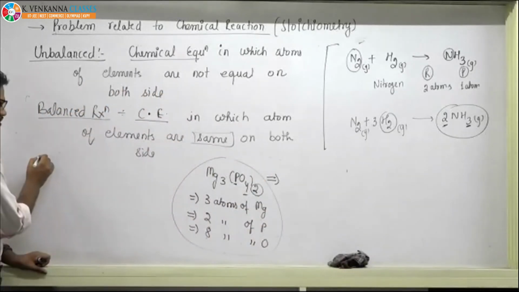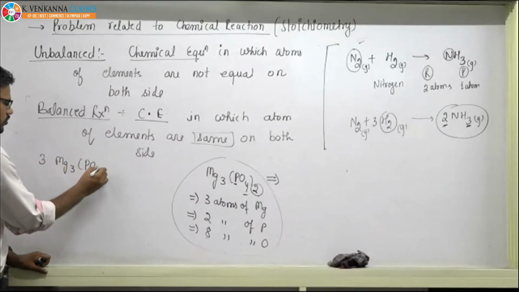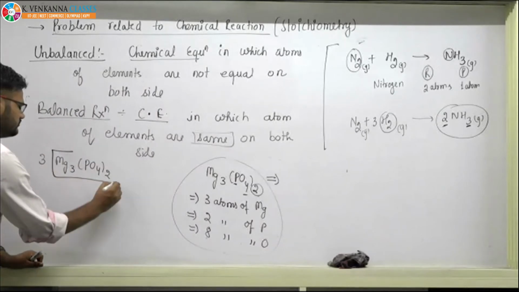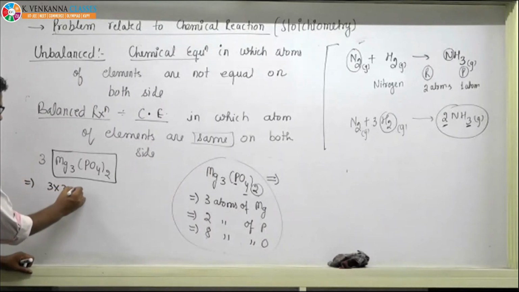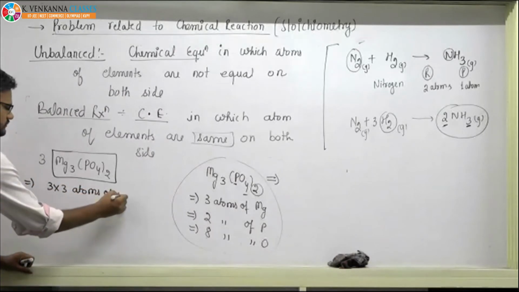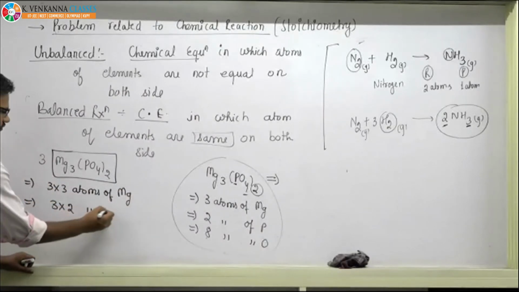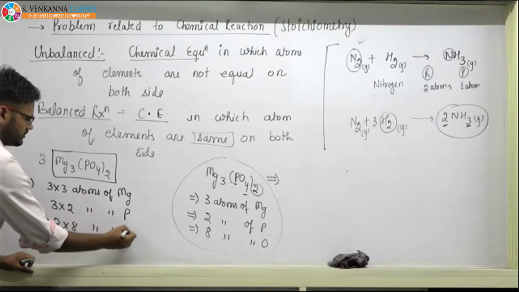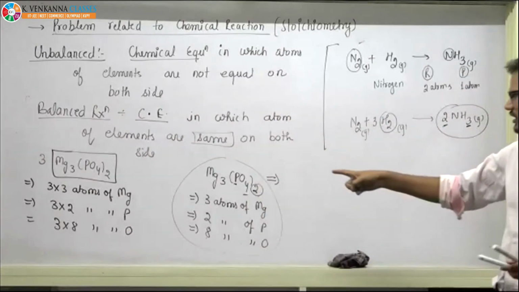But if it is written like 3 into Mg3PO4 whole twice, now it has a different meaning. It says there are 3 molecules of this thing. Now if you want to calculate the atoms, then it will be 3 into 3 atoms of Mg, and accordingly 3 into 2 atoms of phosphorus, accordingly 3 into 8 atoms of oxygen. Just write it, and after the class, just look at these 2 things, then you will understand.